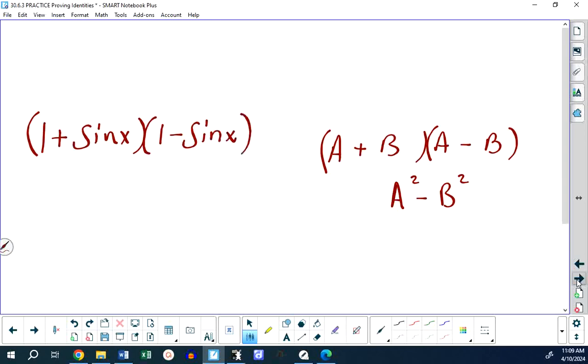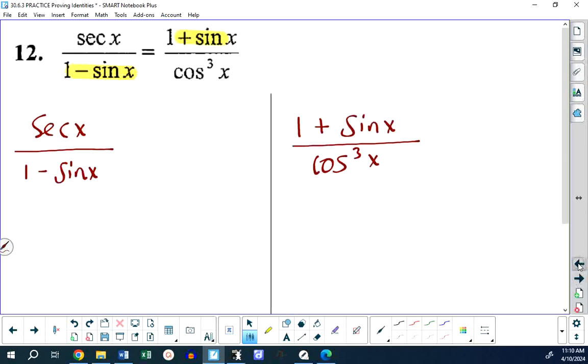I FOIL it out, my outer will be negative sine x and my inner will be positive sine x, so they're gone. What I am left with is 1 minus sine squared of x, which you should know is cos squared of x. Okay? And cos squared of x is a tidier little thing than a whole bunch of things with pluses and minuses in them. It's a single term. We're going to use that to our advantage at some point. Okay. Now, let's get back to the question.